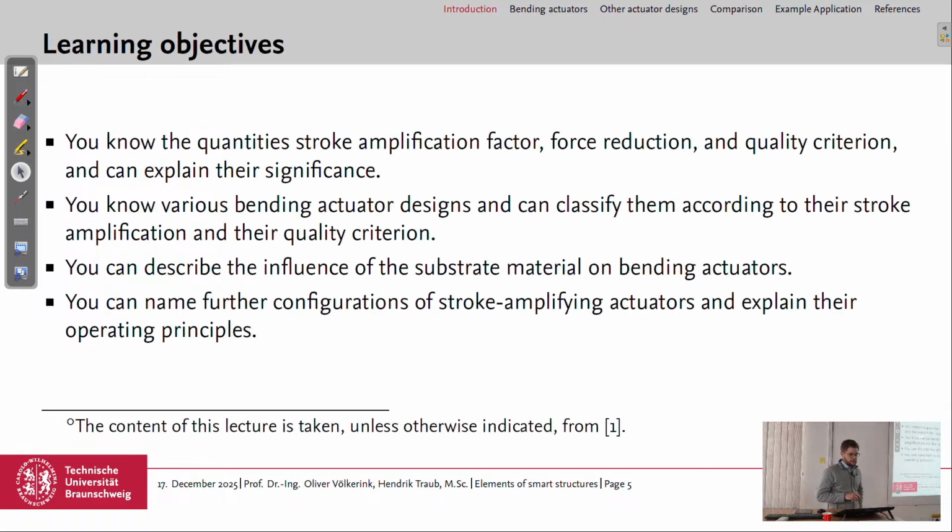The learning goals are that you know the quantities stroke amplification factor, force reduction, then the quality criterion, and explain their significance. You know various bending actuator designs and can also classify them according to their stroke amplification and their quality criterion, so rank them against each other. You can describe the influence of the substrate or carrier or structural material of bending actuators. And you can name further configurations of stroke amplifying actuators compared to the bending actuators and also explain their operating principle.